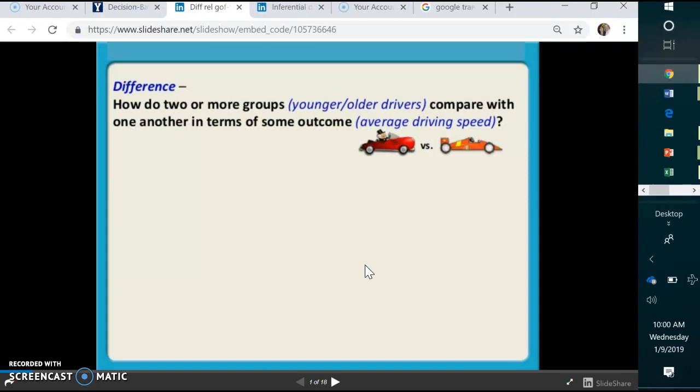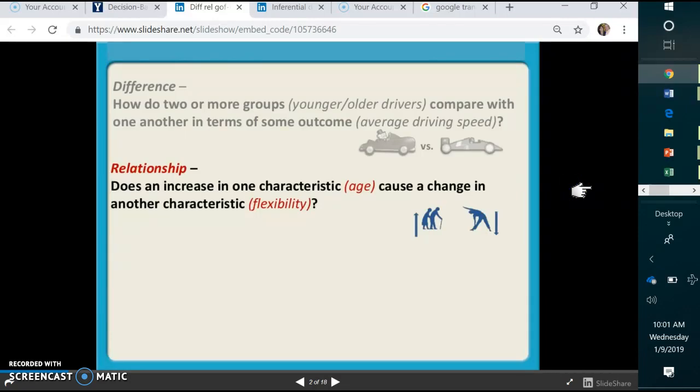So with difference, could you read that? Yeah. How do two or more groups, like younger and older drivers, compare with one another in terms of some outcome, as in their average driving speed? Excellent. So you'll see with difference, you have two or more groups and you're comparing the groups. You're comparing their averages.